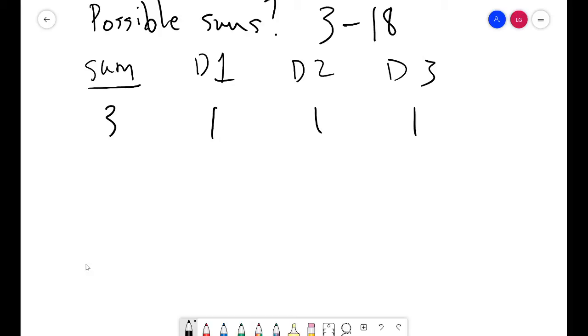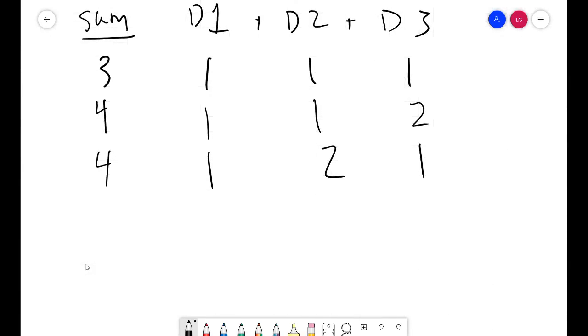There's a way to get a sum of 3. There's a way to get a sum of 4. But there's another way to get a sum of 4. And indeed a third way to get the sum of 4. So we've already seen this sort of explosion here. There's something going on.